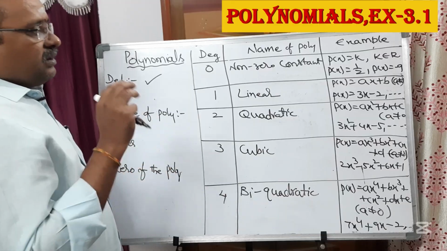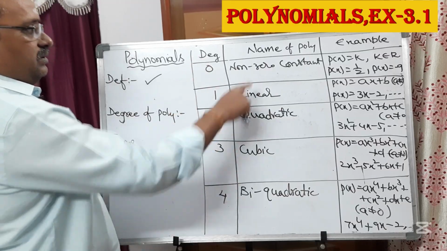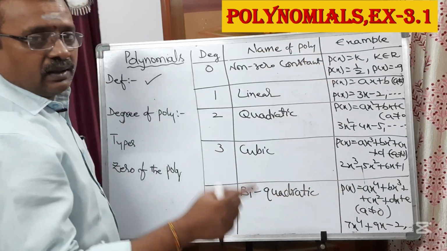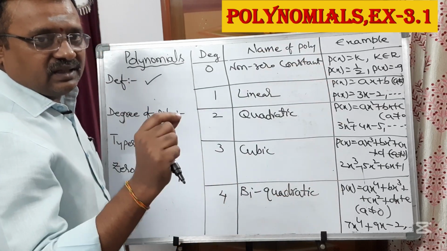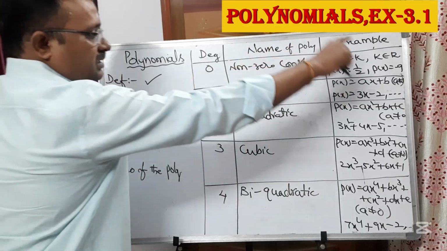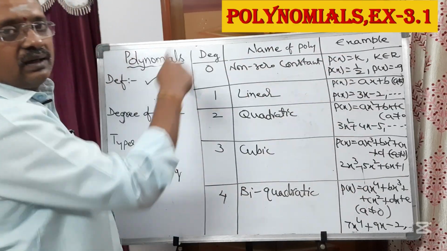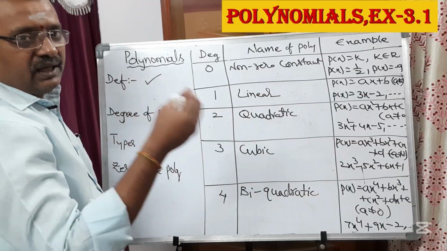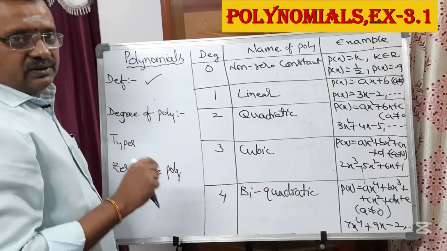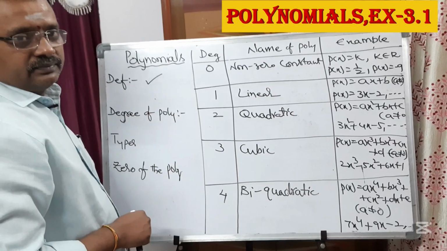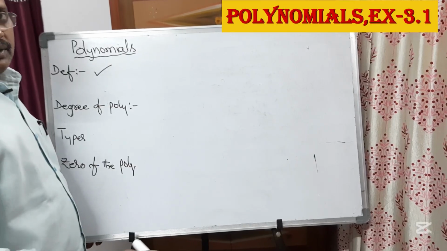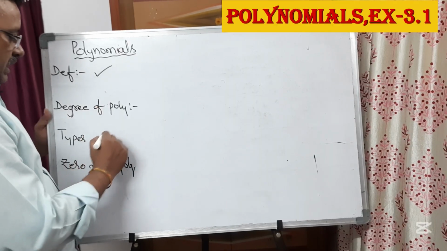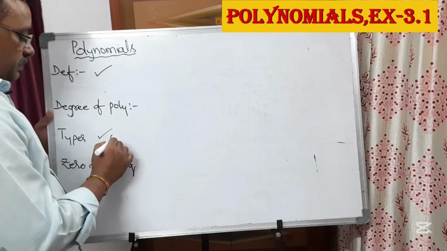Whereas according to degree, we should know the names of the polynomials and their general forms, because in the exam, in bits, they will ask some questions from this table model. For example, what is the degree of a linear polynomial, like that they can ask. Remember that. We discussed the types of polynomial based upon degree.